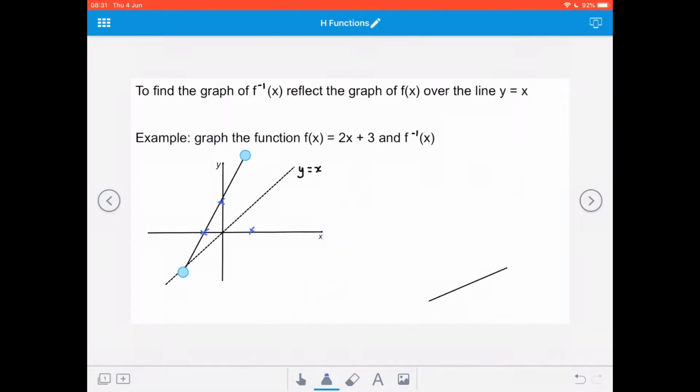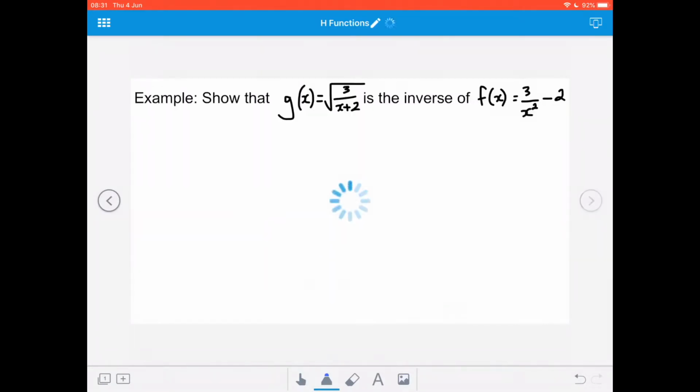And we're going to plot that on. And we're going to take our negative 3 over 2, 0, and plot 0, negative 3 over 2. And again, we're going to take our straight line and put it through those 2 points. And you can see that they overlap when y equals x.